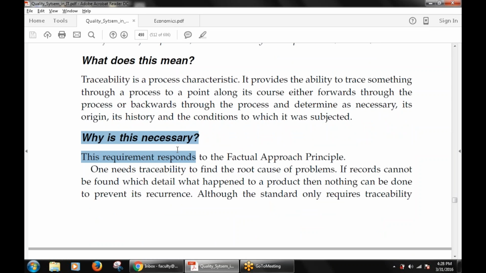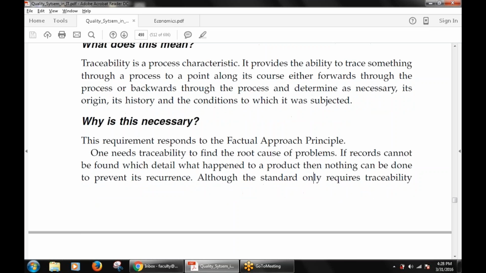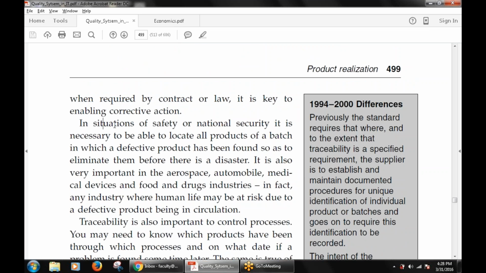And why is it necessary? That leads to the factual approach principle. One needs to find the root cause of the problem, and if the cause cannot be found, nothing can be done to prevent its occurrence or recurrence. And in situations of safety or national security, it is necessary to be able to locate all the products of a batch in which the product quality problem has been found.